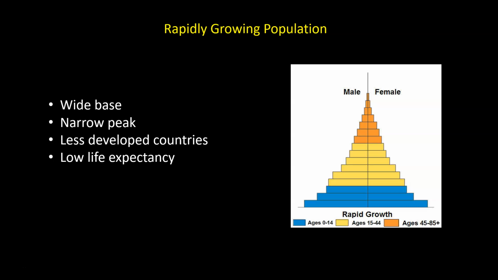Now, if you look at the top of the diagram, you'll see a narrow peak. This indicates that only a small percentage of the population lives to old age. Thus, the country has a low life expectancy. These types of diagrams are often representative of less developed countries. Examples of these types of countries include Guatemala, Nigeria, and Saudi Arabia.